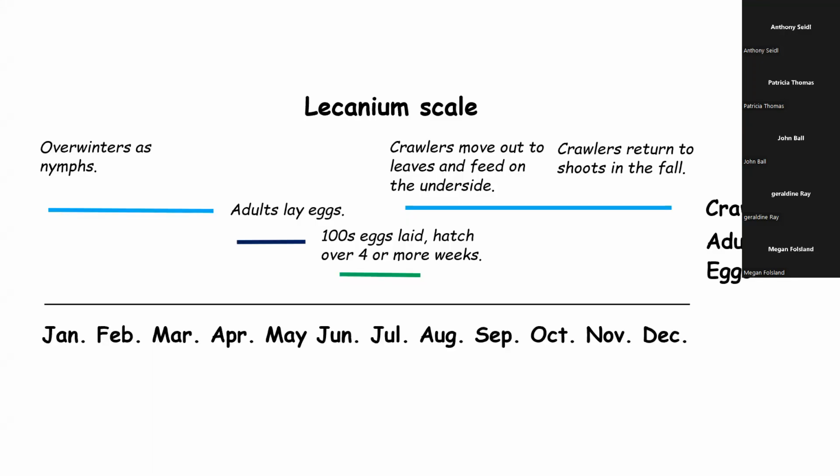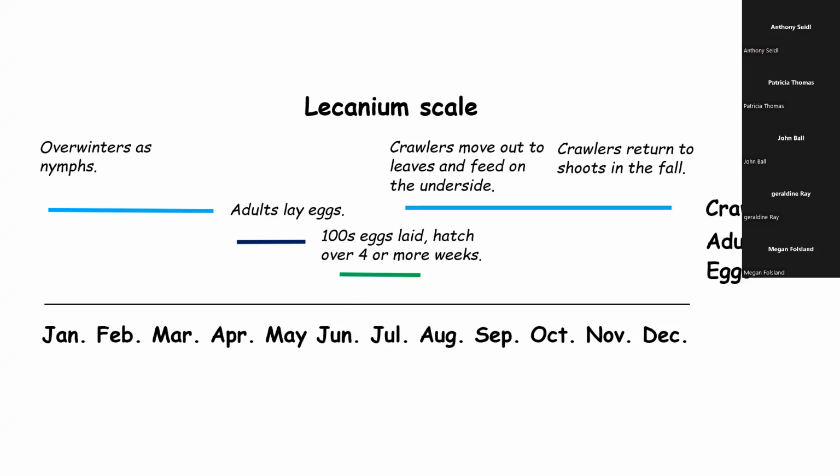Take a look at our general life cycle for Lecanium scale. Again, very similar to what we've covered already. Hundreds of eggs laid. They're going to hatch over four or more weeks. So there's a fairly long time period in which you're going to see eggs hatching. It's not that it takes them 4 weeks to hatch. It's just you're going to have hatching over that long of a time period.